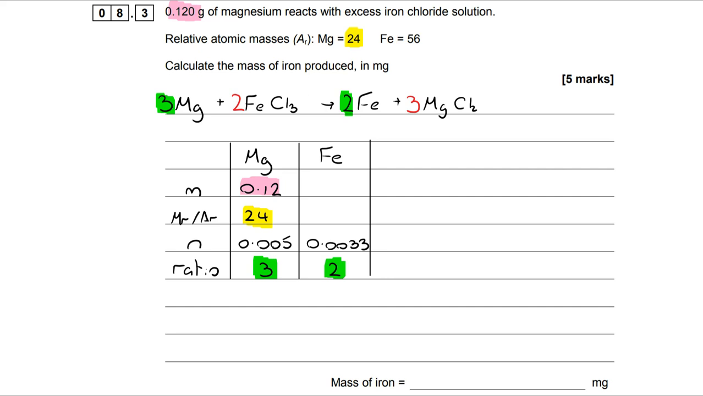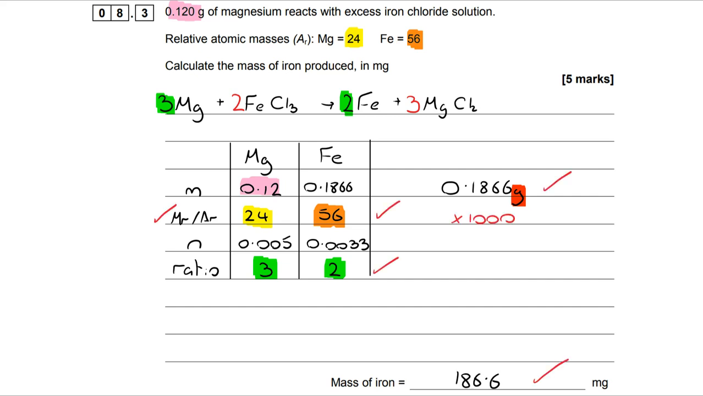Now I've also been told that the molecular or atomic mass, actually in this case of iron, is 56. And I can work out my mass by multiplying moles by atomic mass, taking me to 0.1866 grams. But we want our answer in milligrams, so we have to multiply that by 1,000, and we get 186.6 milligrams. And you can see where the marks have come from there.